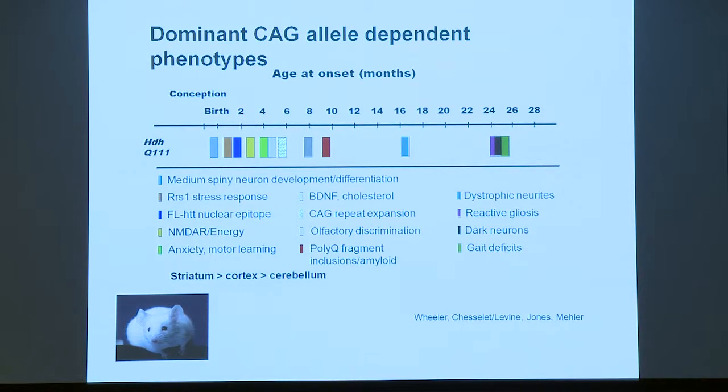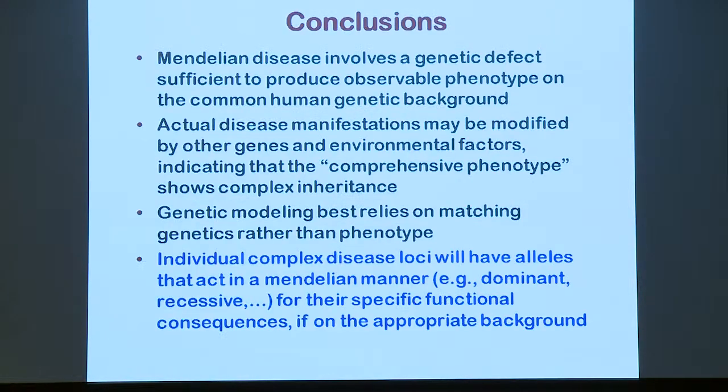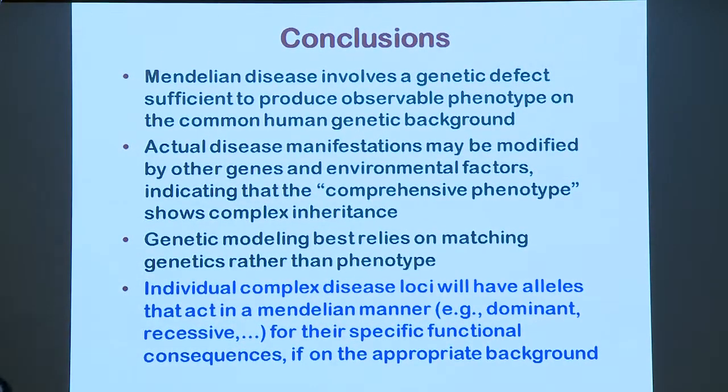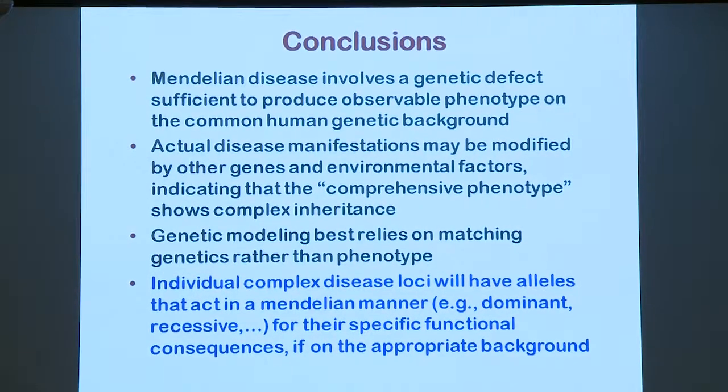So you can model this in the mouse, but the mouse doesn't go on and get Huntington's disease. The mouse only lives 2 years. Okay? So you can't expect to reproduce the phenotype in the mouse. What you can reproduce is the genetics, and then you can apply all kinds of tools of molecular biology and everything else to getting to the gene.